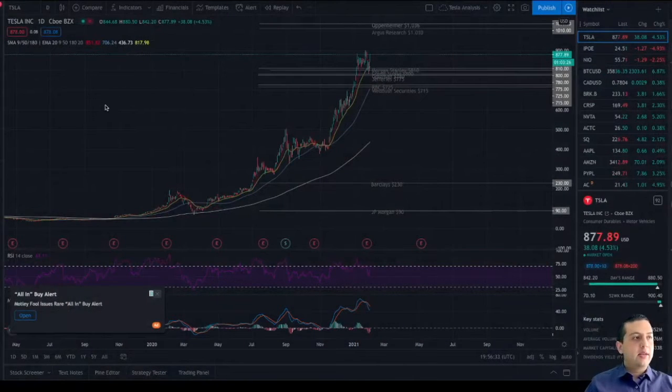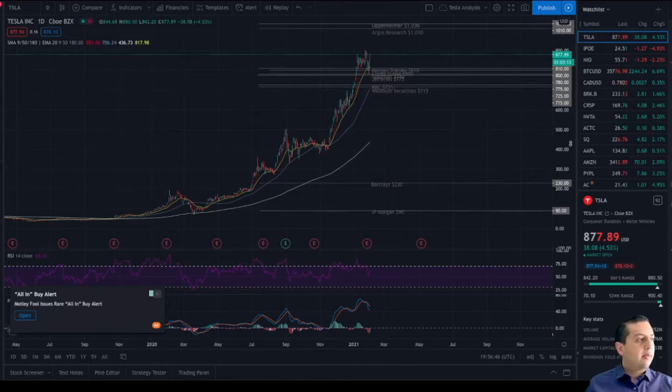So why don't we jump into the trading platform that we're using. Remember, this is TradingView that I have here. Jump into Tesla stock as usual. I start my analysis on the daily chart to see what options we have.